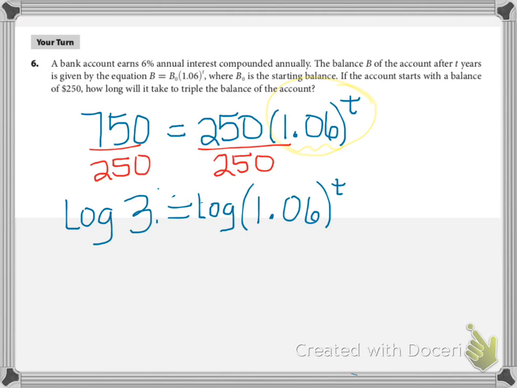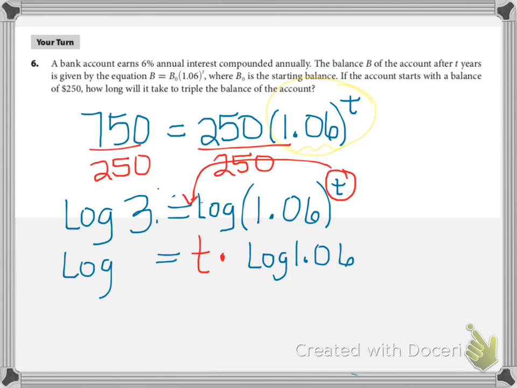Now, why would we ever want to do that? Because that kind of makes it look a little more complicated than it was to begin with. But logarithms have this great property we just learned about. That's the power property of logarithms that allows us to take the power, which is the t, and that's the unknown here, and bring it down in front and turn this into multiplication, so that this would be t times the log of 1.06 is equal to the log of 3.